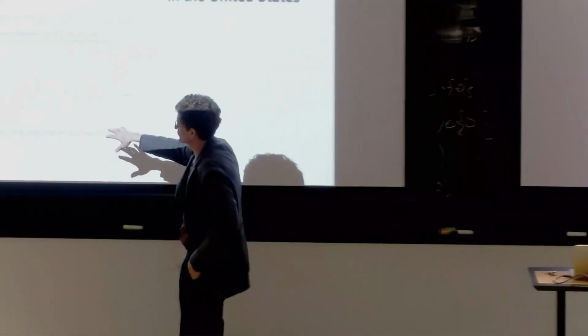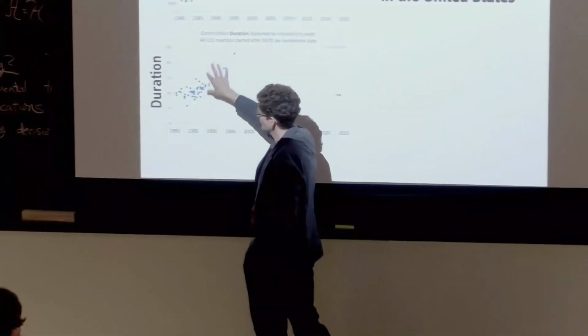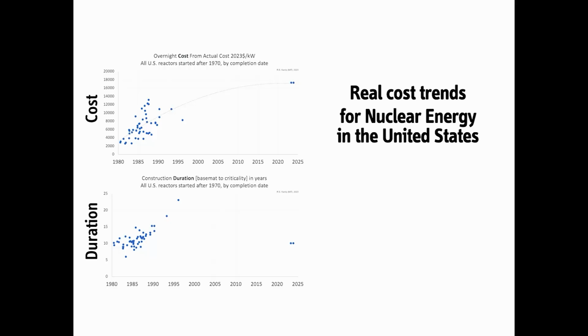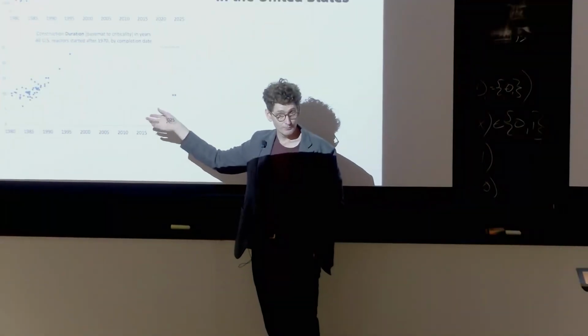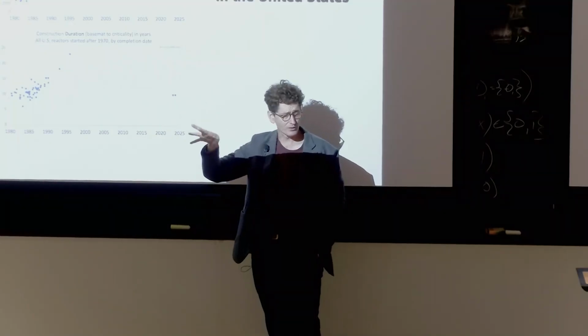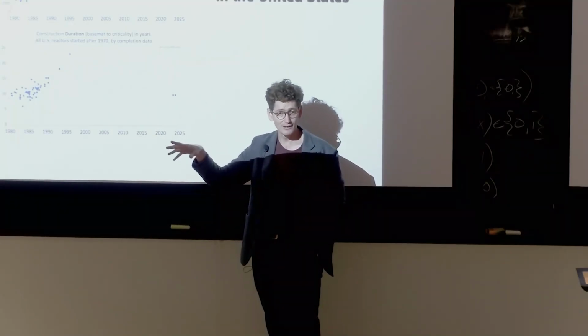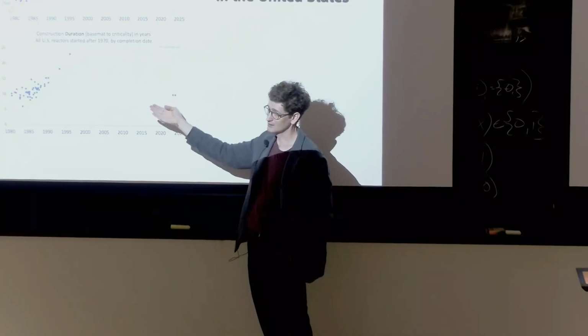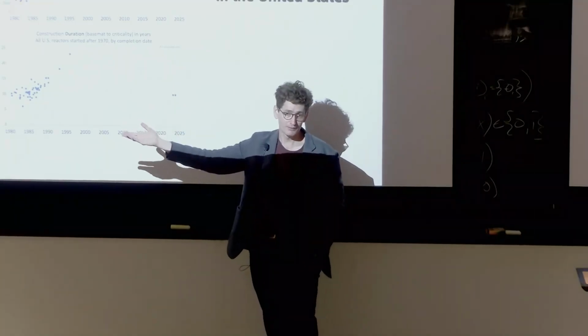And then here's the construction duration for historical plants built in the US. Here's Vogtle. You can see it's actually in line with traditional duration. So in fact, the very, very high cost of Vogtle is not because of construction delays. The construction delays are basically no worse than they've ever been.